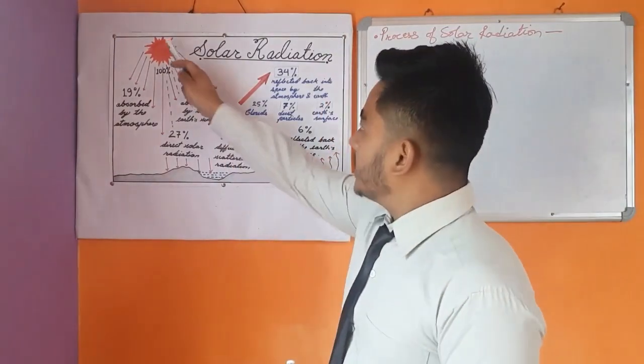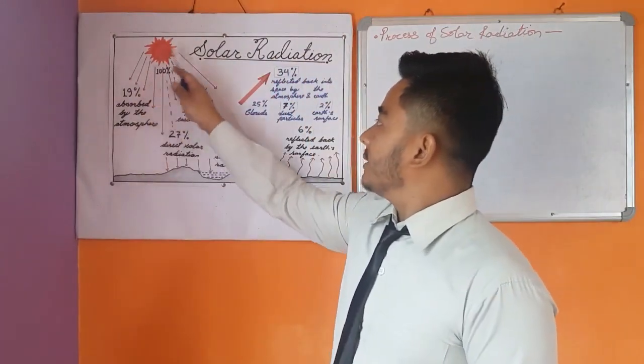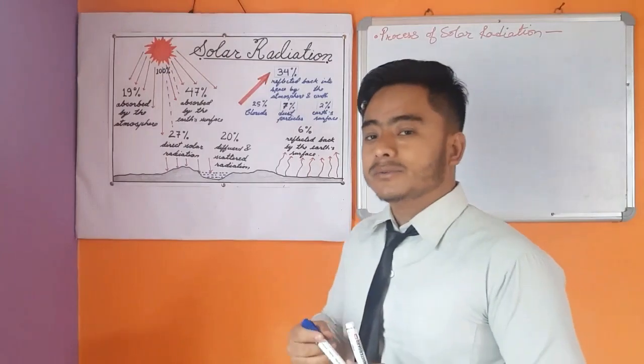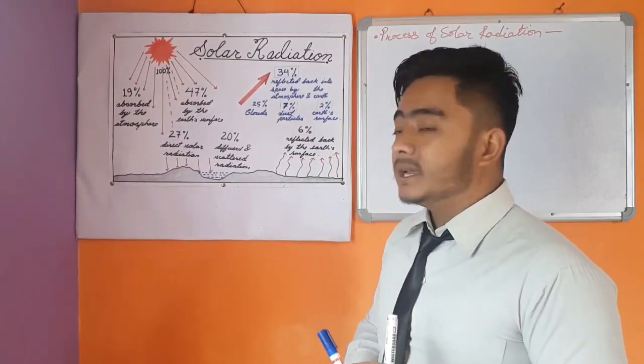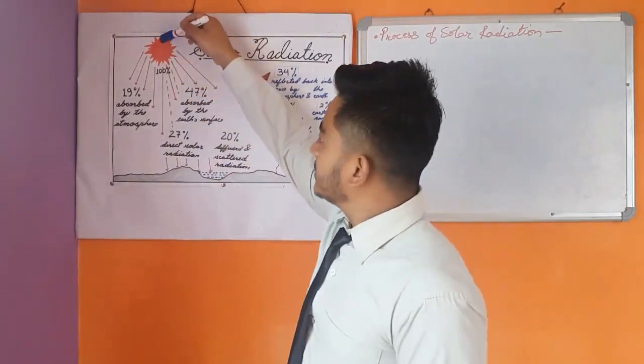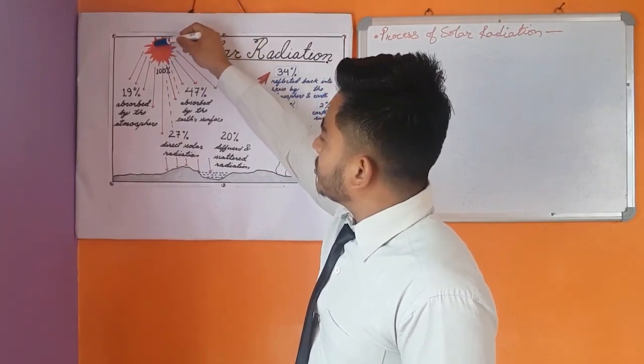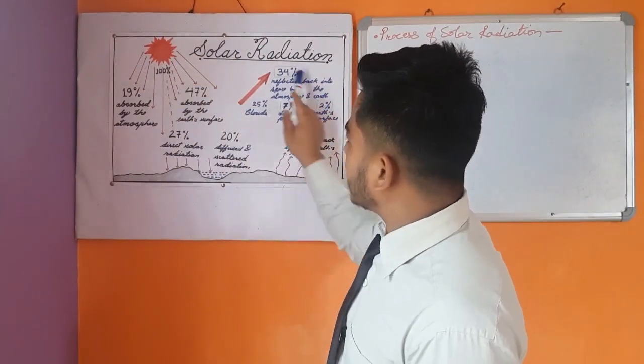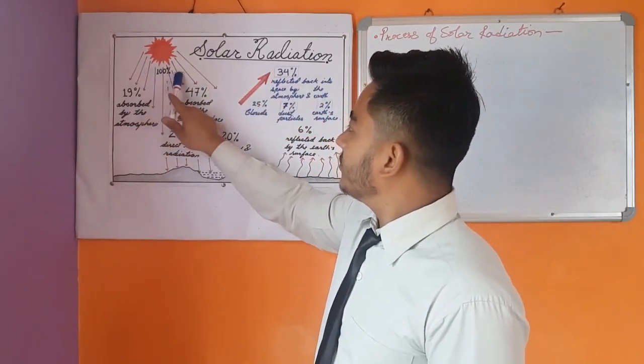So now with the help of this diagram, let me help you all understand the process of solar radiation. Let us consider that the incoming solar radiation that is received by the earth and the earth's atmosphere is 100%.